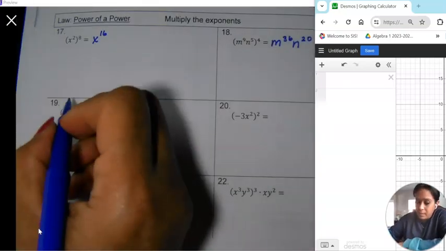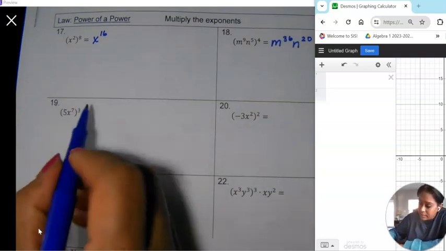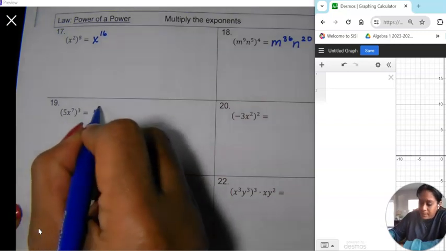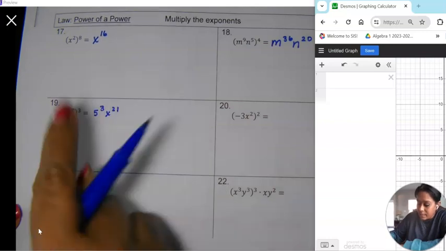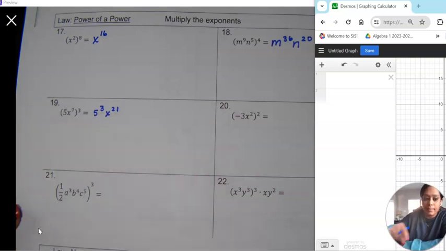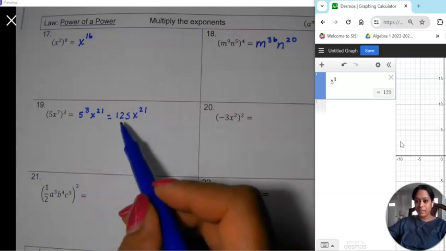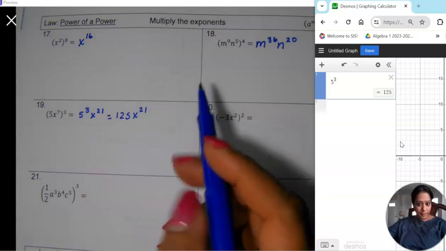Alright, right here. So the number part also has to be raised. So for example, right here, you're going to put 5 to the 3rd power times x to the 7 times 3, which is 21st power. We need to go ahead and figure out 5 to the 3rd power. So 5 to the 3rd power is 125, and then you bring x to the 21 over.